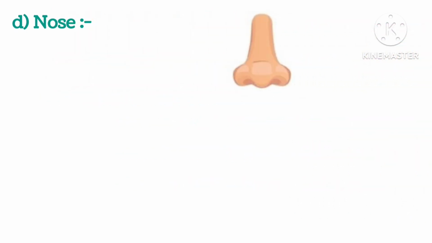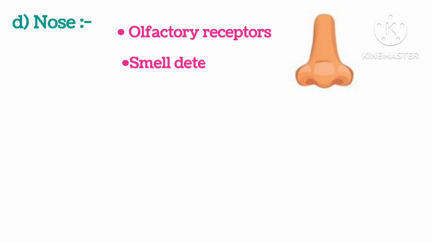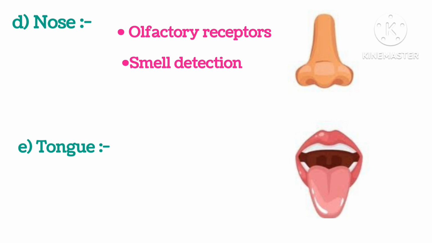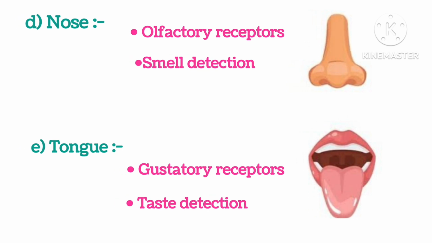Nose, also known as olfactory receptors, helps in smell detection. Tongue, also known as gustatory receptors, helps in taste detection.